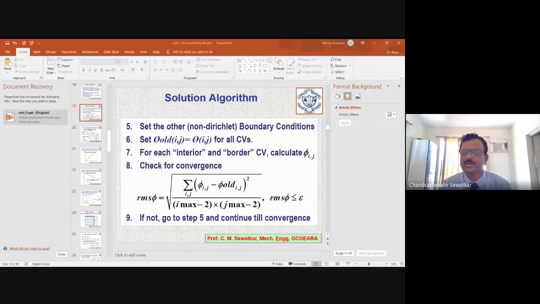How to choose EPS? It depends on the desired level of accuracy. If you want a high level of accuracy, its value should be very low. Maybe you can say for a current problem, we can say it as 0.00001.